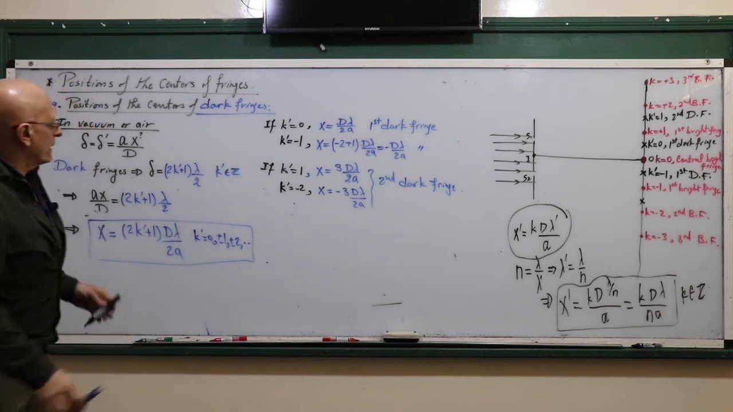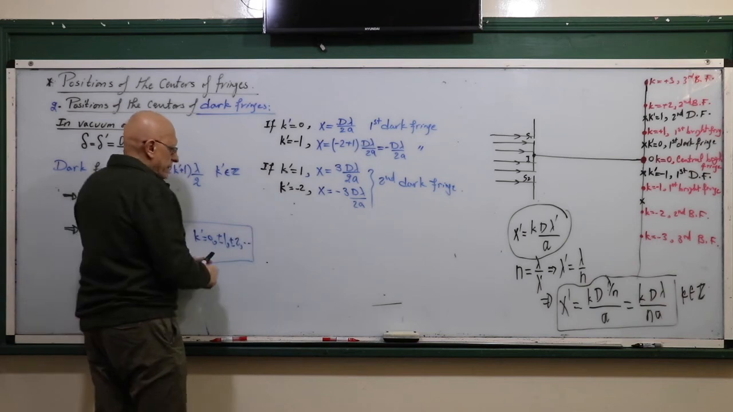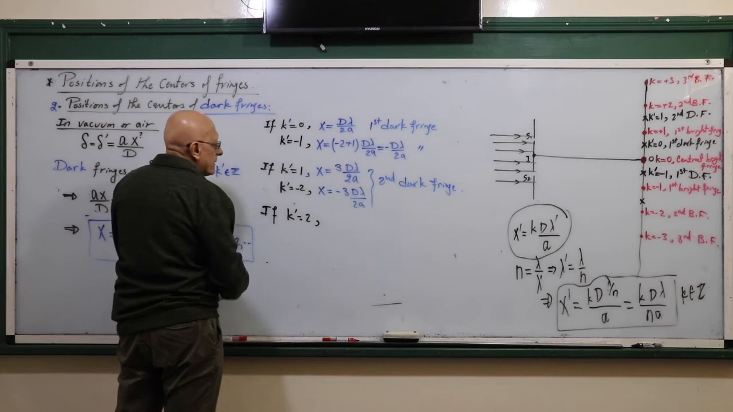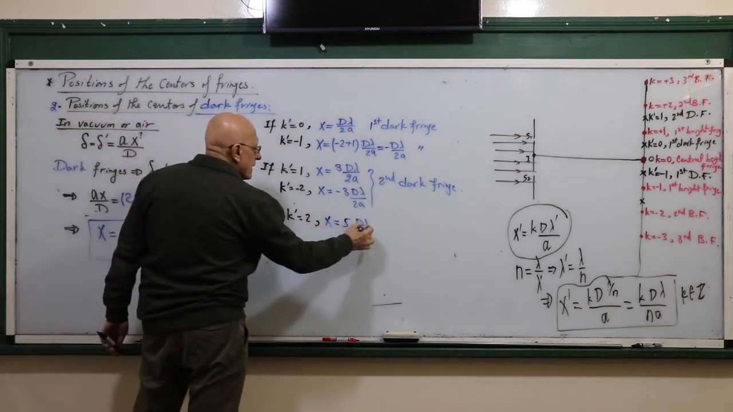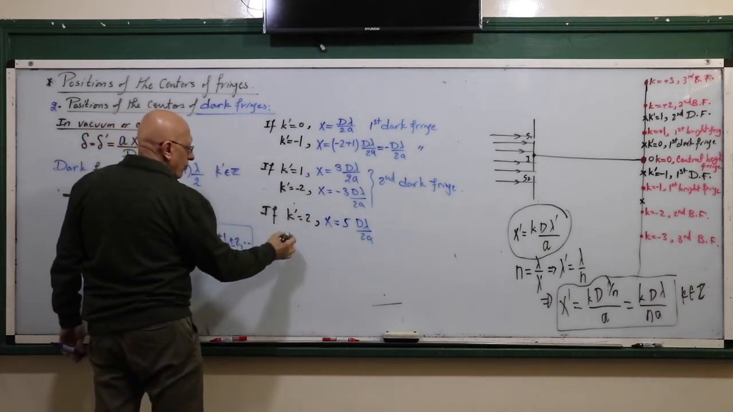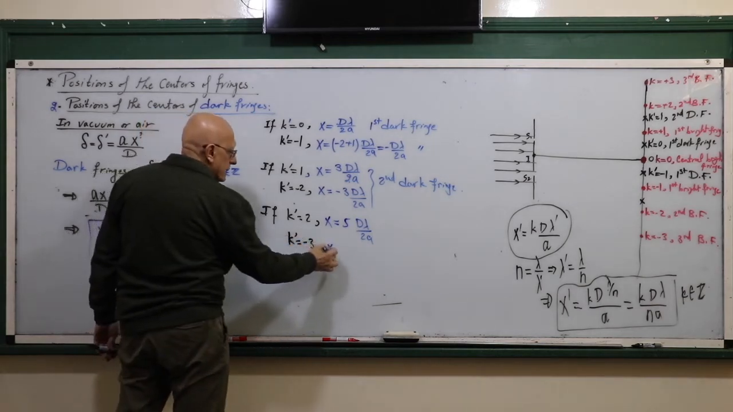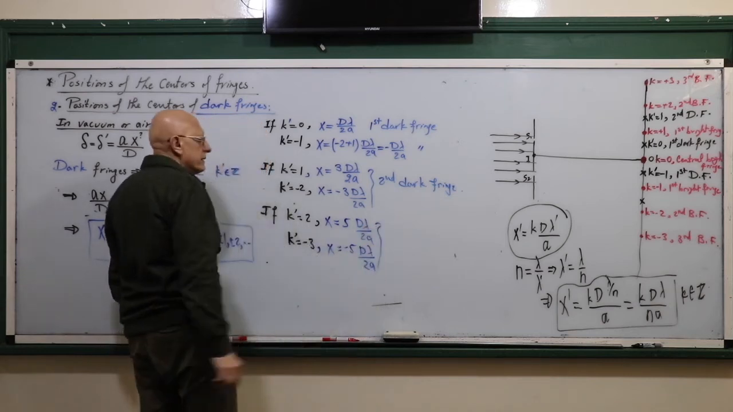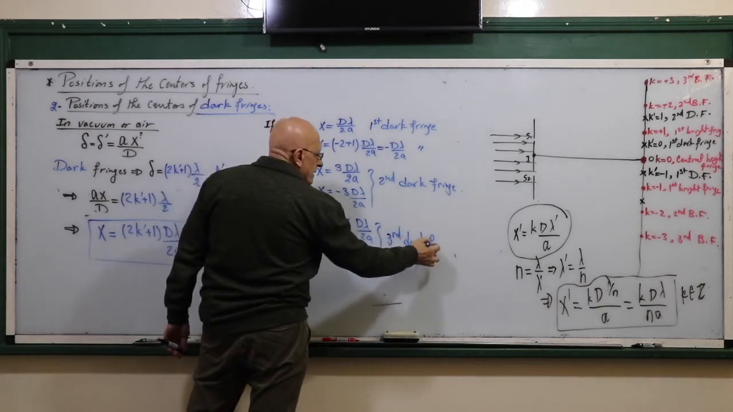One more. If K prime equal to 2, you get X equal 5 d lambda over 2A. What corresponds to this below O? K prime equal minus 3. So you get here X equal minus 5 d lambda over 2A, and this gives you the third dark fringe. Okay?